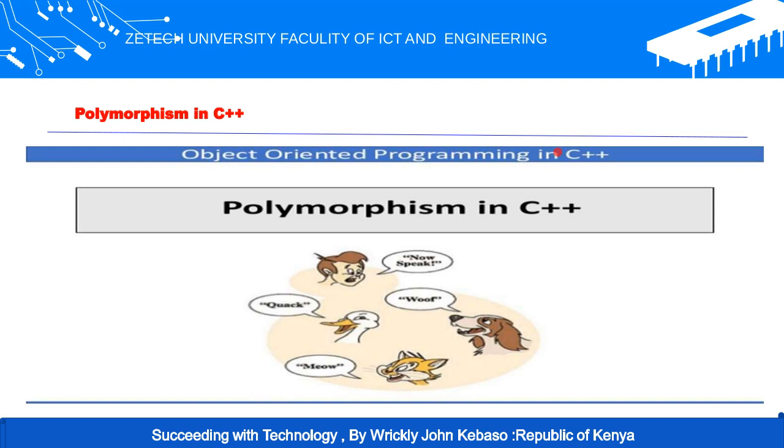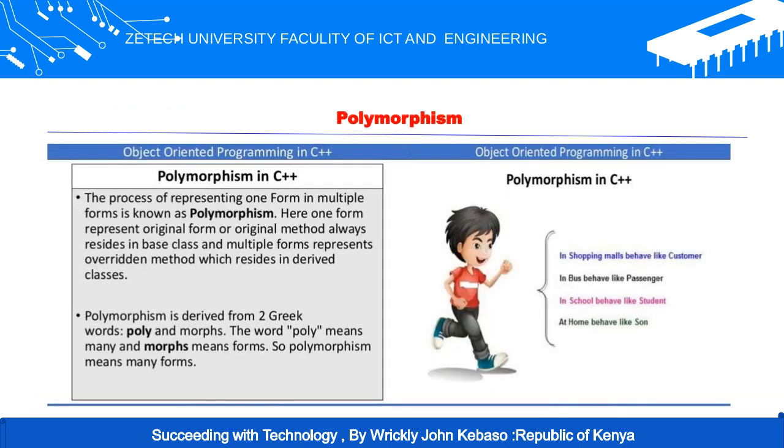Having given that explanation, maybe we shall go further a bit to understand what we mean. I'm using some scenarios here. This is an example. We are saying that polymorphism is the process of representing one form in multiple forms. Here, one form represents the original form or original method, which always resides in the base class, and the multiple forms represent overridden methods which reside in the derived classes.